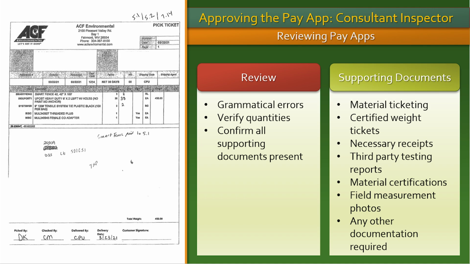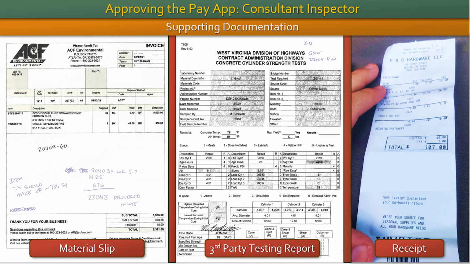Any errors on the form or omissions of supporting documents must be corrected before submitting the pay app to the department. Here are 3 examples of supporting documentation for payment applications: a material slip, a third-party testing report, and a purchase receipt. The department is only paying for new unused materials. The ticketing needs to be labeled with the corresponding bid item for payment purposes.